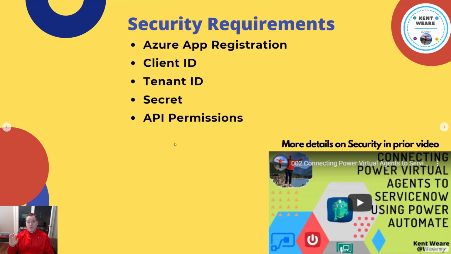Now, once again, I'm not going to rehash how you set all of the security requirements up for this, because I've already done that in great detail in a previous video. So 002, connecting Power Virtual Agents to ServiceNow. I will walk you step by step of how you create your authentication inside of Power Virtual Agents and the Azure app registration that is required for this. We'll talk about all of these things: client ID, tenant ID, secret, and then API permissions.